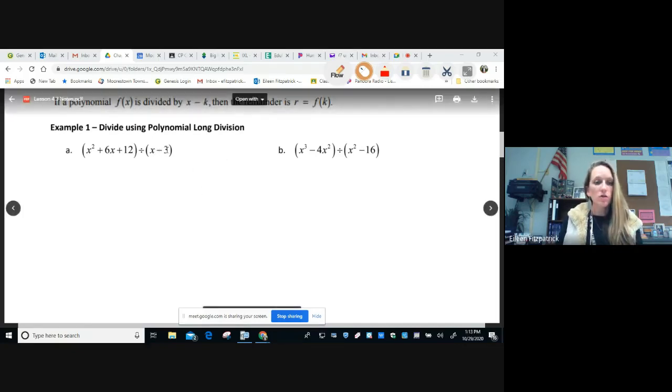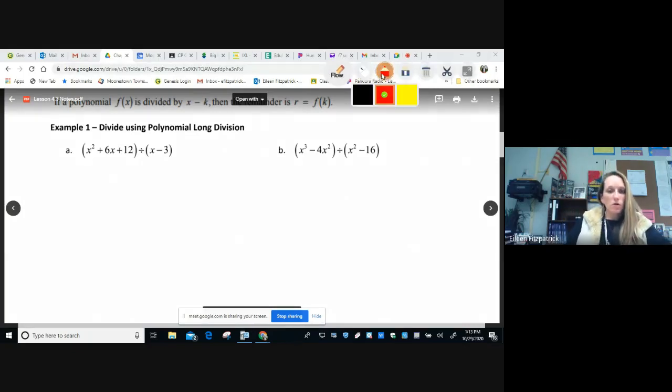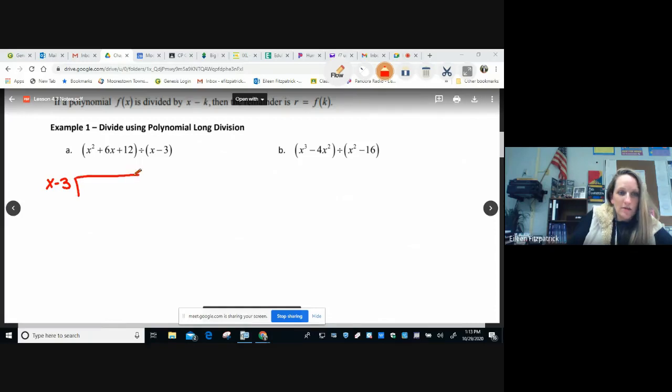All right, so first, using long division, I'm going to do problems A and B today. For long division, you're going to set it up with the divisor, x minus 3, and you're dividing into the dividend, which is x squared plus 6x plus 12. The way long division works is you start with the first term of the divisor and you ask yourself, what do you have to multiply x by to get x squared?